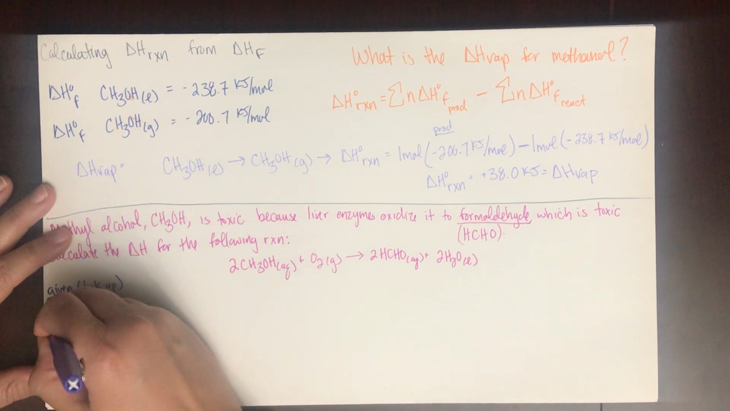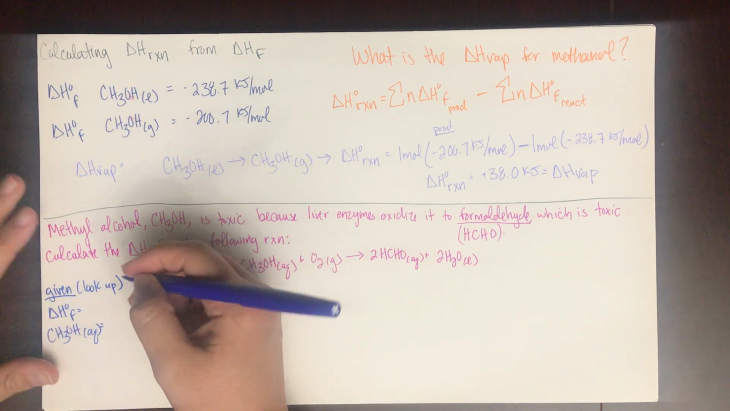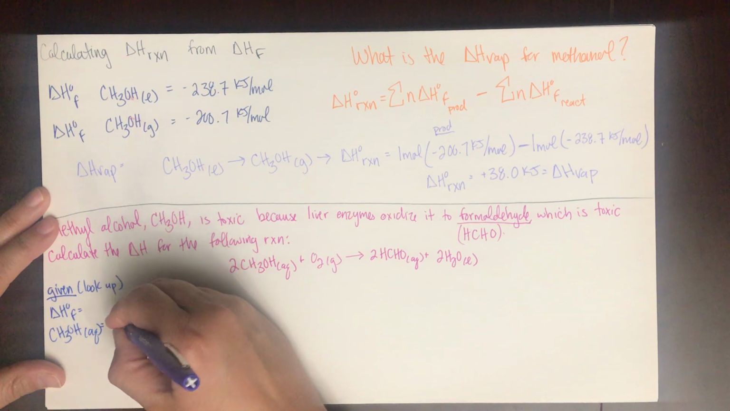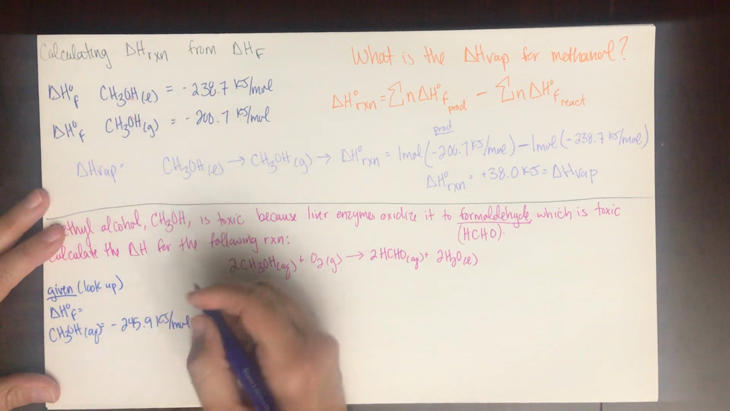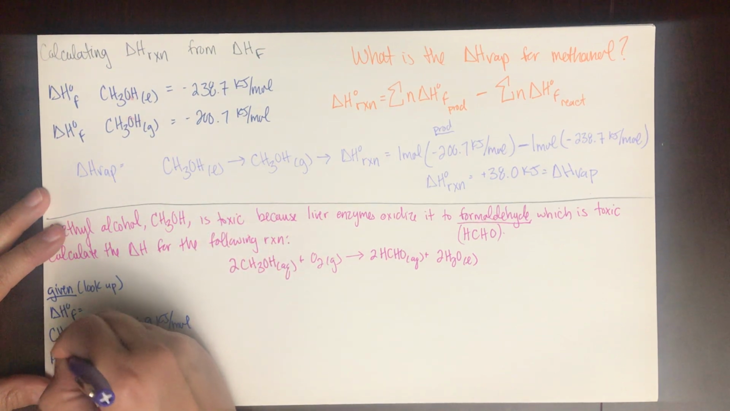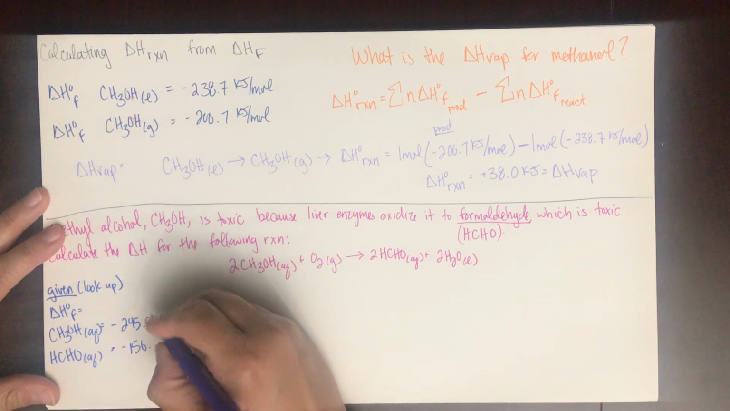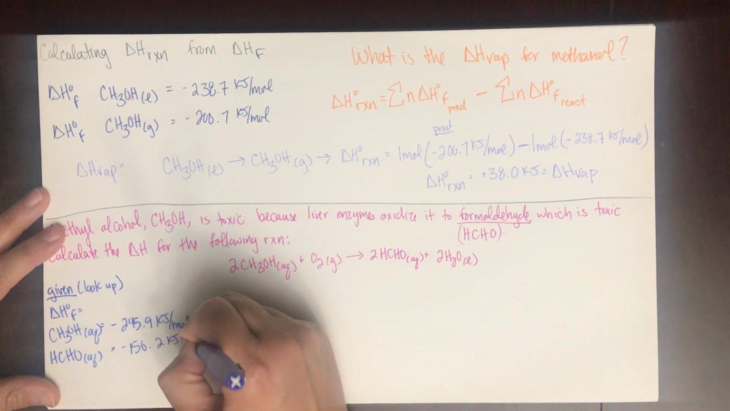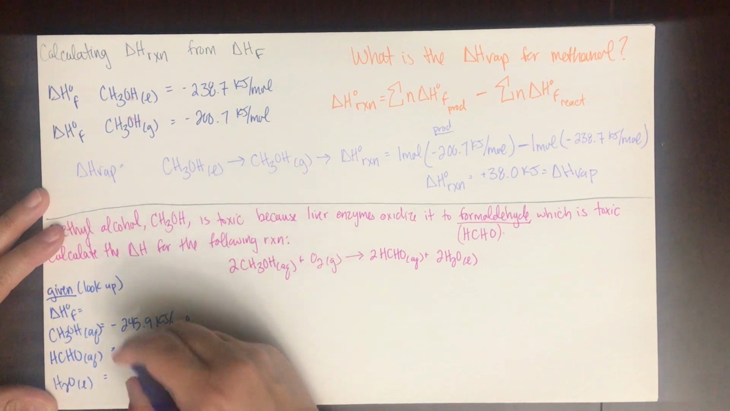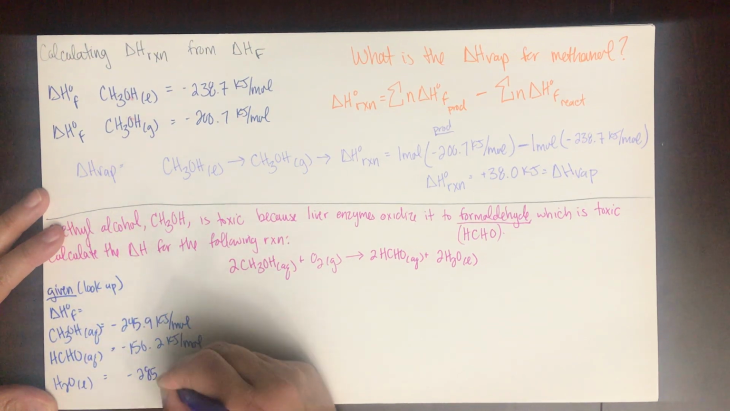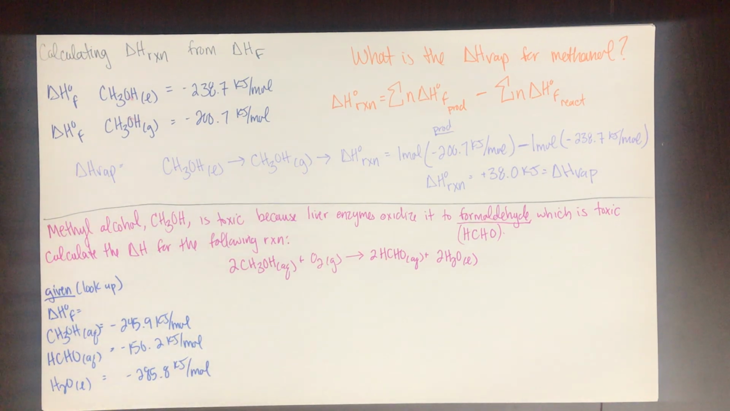So for methanol, it's negative 245.9 kilojoules per mole. For formaldehyde, it's negative 150.2 kilojoules per mole. And for water, which we calculated earlier, it's negative 285.8 kilojoules per mole. So this is the information that you're given for this problem.